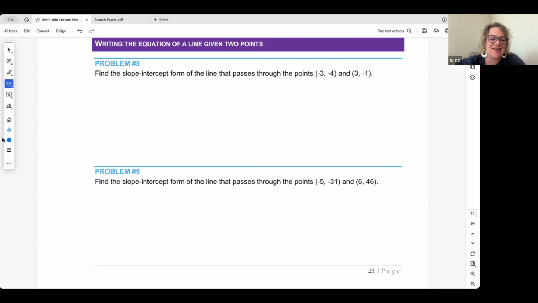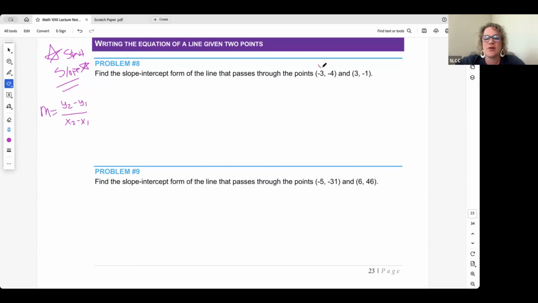As previously discussed, anytime they ask you to write the equation of a line, you think: start with the slope. So, how do I find the slope given 2 points? The slope formula. Remember, the slope formula is y2 minus y1 over x2 minus x1.